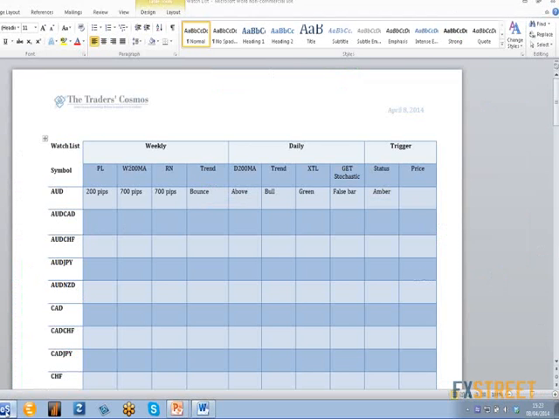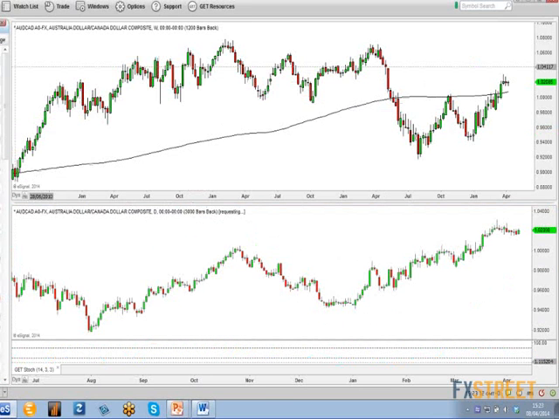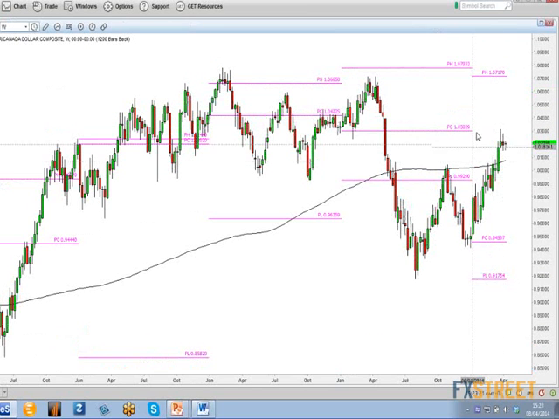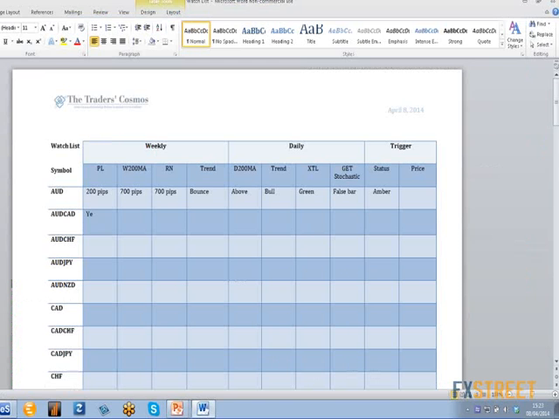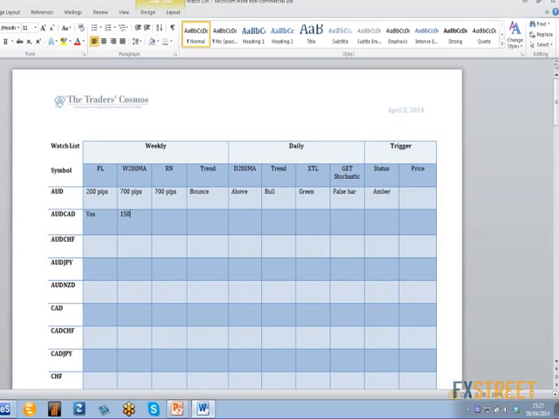Let's go down to the Aussie dollar, Canadian dollar. Okay, so Aussie dollar, Canadian dollar. Let's start with the weekly. We're above the weekly 200 moving average, so that's acting as support, but we're wedged between this pink line acting as resistance, and the weekly 200 moving average acting as support. So on Aussie dollar CAD, yes, immediately there's a pink line. The weekly 200 moving average is currently about 150 odd pips away.